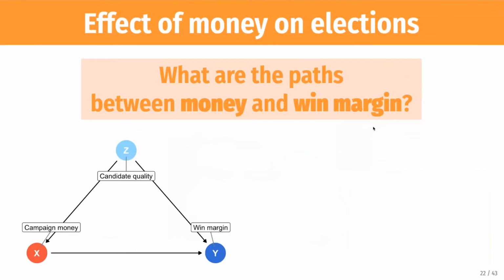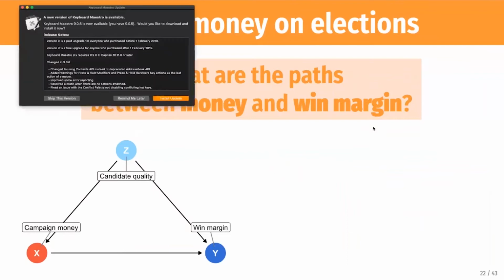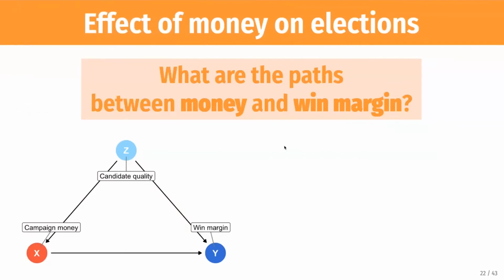Okay, so here's an example of a confounding backdoor. Let's say we think that there's a causal relationship between campaign money and win margin in an election. So the more money you raise, the higher the win margin is going to be. So that's our causal story. Campaign money causes a win margin. But it's also confounded by this idea of candidate quality. So the higher quality you are as a candidate, the more money you're going to raise and the more you're going to win.